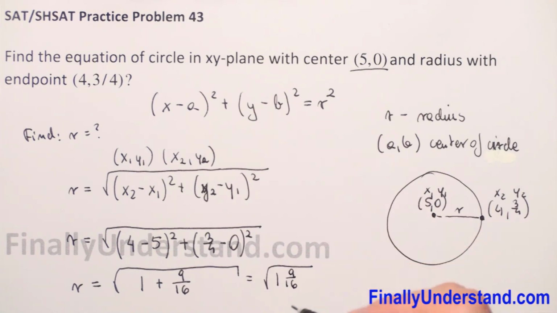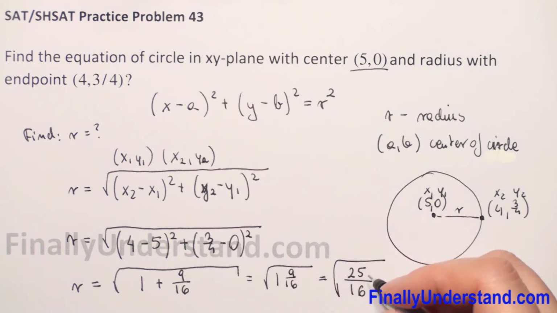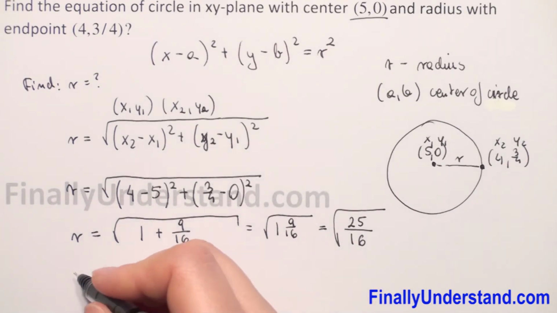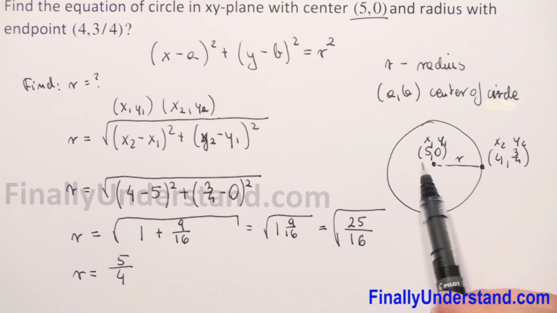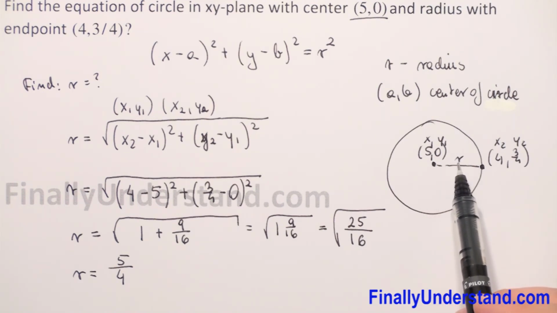We have a mixed number. We can change this mixed number to an improper fraction. The denominator is 16, and 1 times 16 is 16 plus 9 is 25. So we have the square root of 25/16. So r is equal to the square root of 25, which is 5, over the square root of 16, which is 4. So we found the distance between these 2 points, and this distance is our r, our radius.